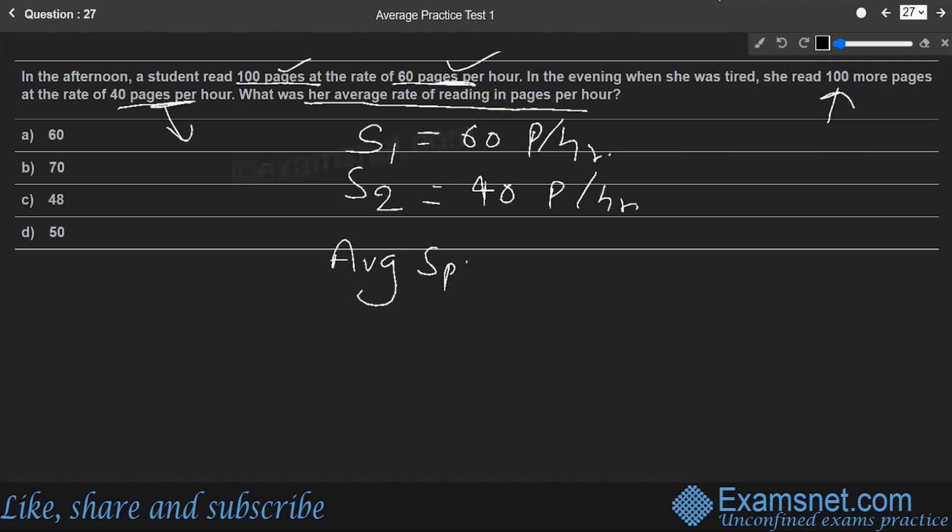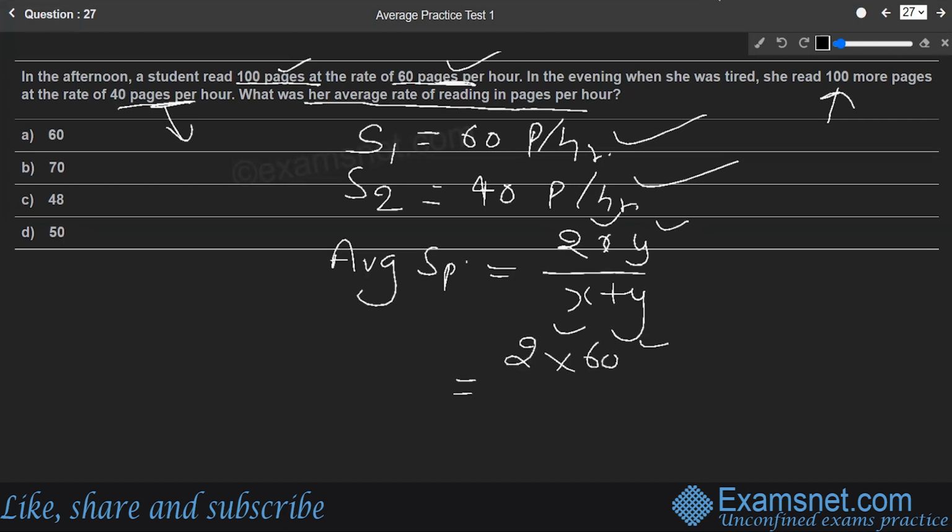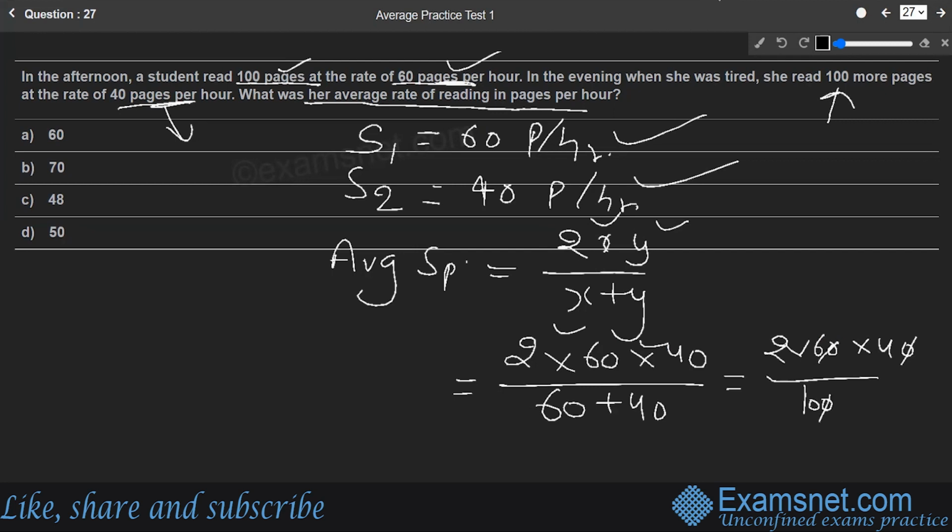Whenever there are two speeds involved, there is a direct formula relating to the average speed. That direct formula is 2xy over x plus y, where x and y are the two different speeds. So we can use this formula directly to find out our average rate of reading pages per hour. So let us put down the values. Let us treat x as 60, y as 40. So it's going to be 2 into 60 into 40 divided by 60 plus 40. If you solve this further, 60 plus 40 is 100 in the denominator. 2 into 60 into 40. We can cut down the zeros like that. Then we are left with 6 2s are 12 and 12 4s are 48.